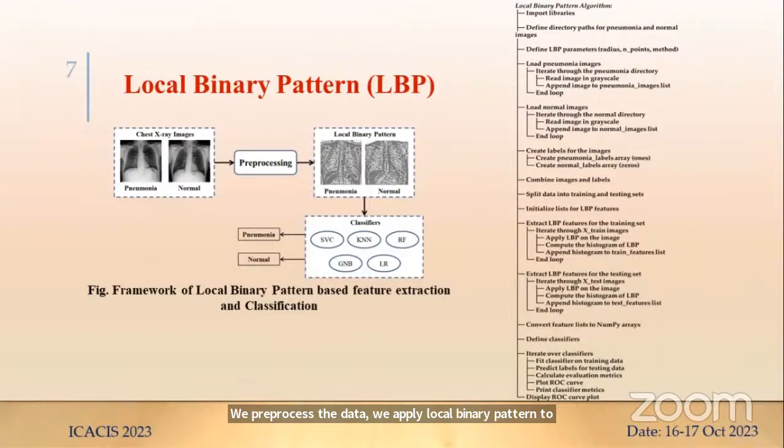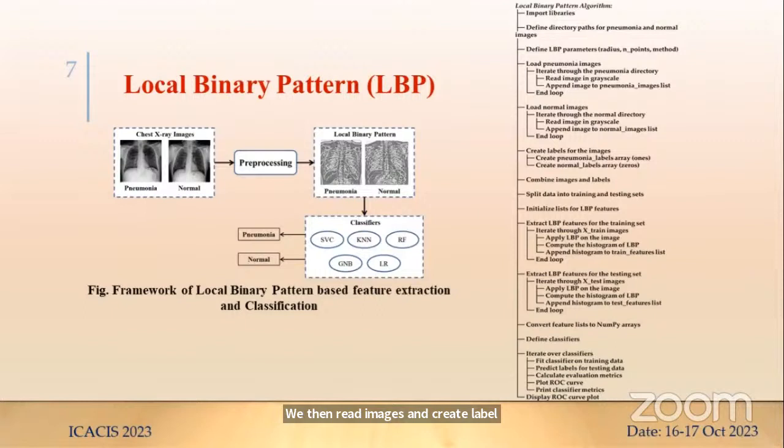The classifiers are used to classify the test images into normal class and pneumonia class. Local binary pattern algorithm implementation is as follows. Initially, we import libraries, we specify path to dataset directories, we define the parameters of LBP algorithm, which include radius and number of points. We then read images and create labels corresponding to different classes of images.